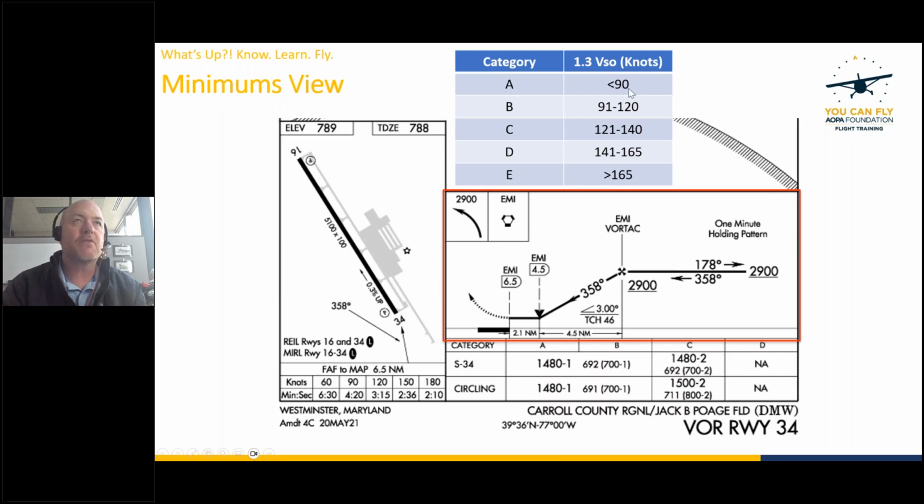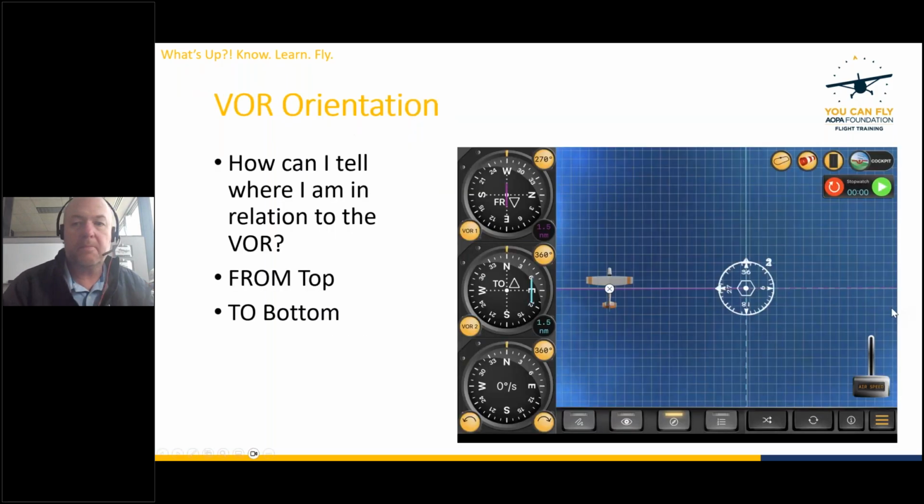So category A, if I'm flying, if my 1.3 VSO is less than 90 knots, then I would fly in category A. I'd use those minimums. If I'm between 91 and 120, then I'd be using these minimums and so on. So it just gives us the basic profile of how to get down. All right, questions, Stephen, before I move on?